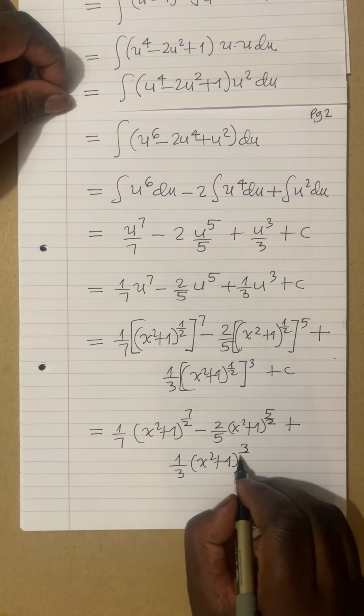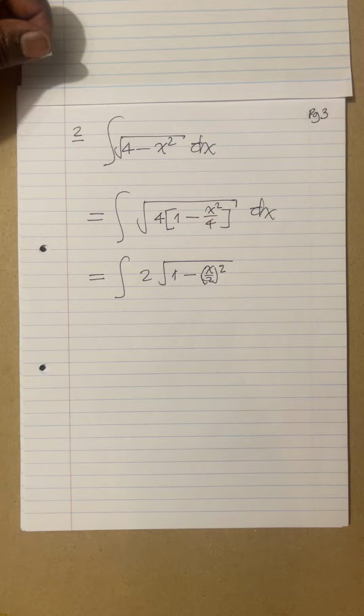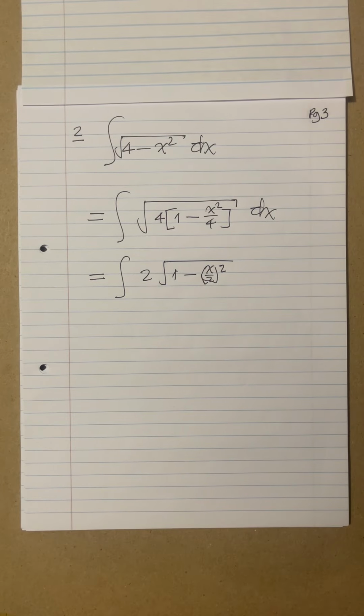Now take 4 out because we're taking square root of 4 now. Take 4 out. The answer is the integral of 2 square root of, watch this, 1 minus, and how I'm going to write this is x over 2, and I'm going to square the whole thing. Because if I write it like this, it will be, let me clean up a little bit, if I may.